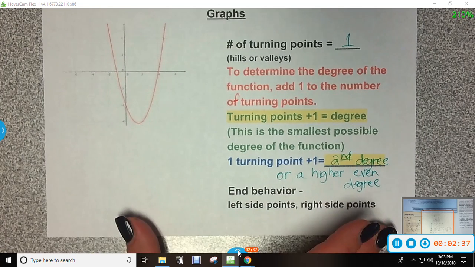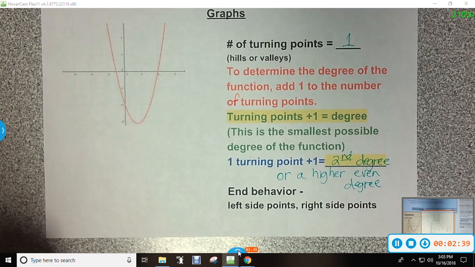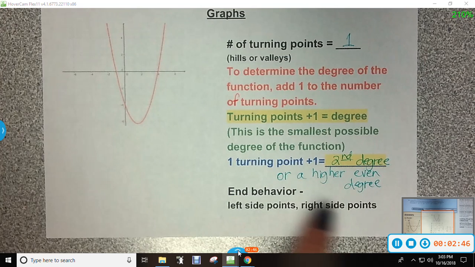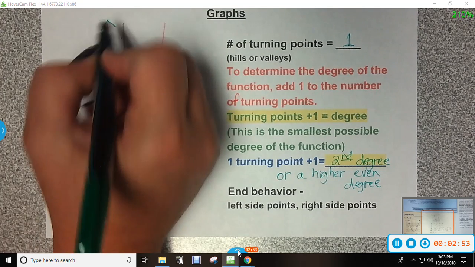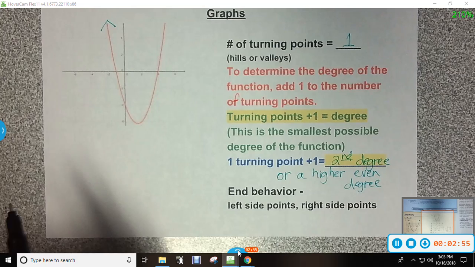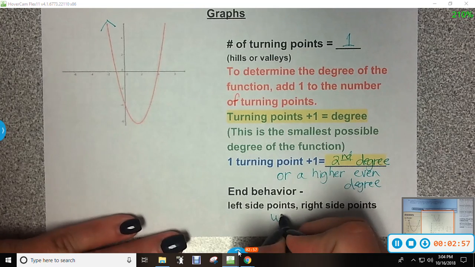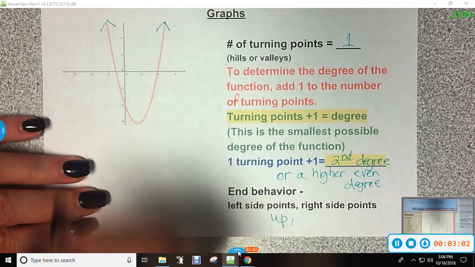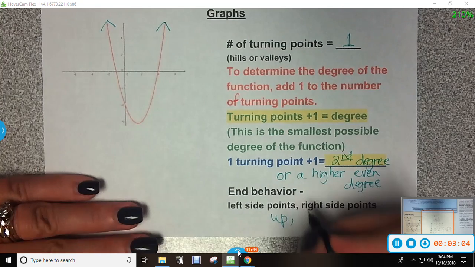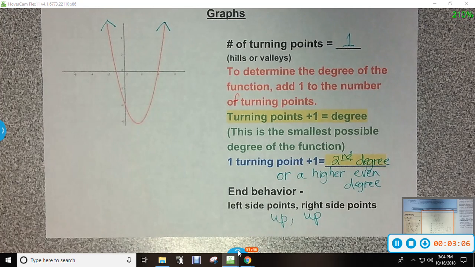The next thing we're going to talk about is the end behavior. And when you're looking at a graph, end behavior is super easy. It wants to know which way does the left side point and which way does the right side point. So if I'm looking at the left-hand side of this graph, it's going to keep going that direction forever. So which way does the left side point? Up. And now the right side, it's going to go that direction forever. Which way is it pointing? Up. So the end behavior for this graph is up, up.